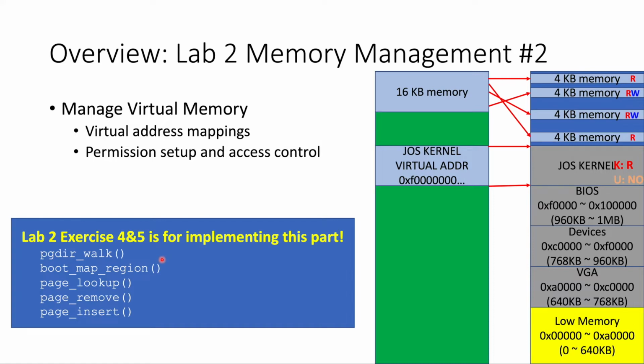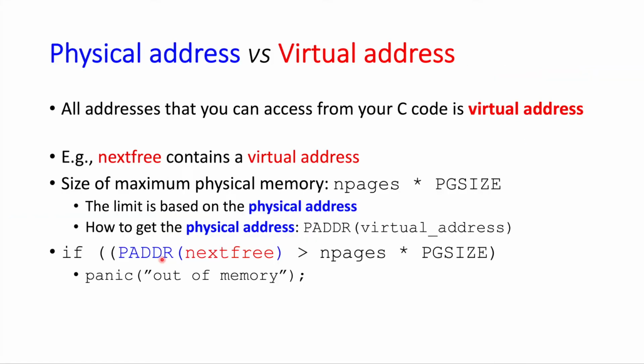Before starting the part for today, let me note some of the important points and tips in doing Lab 2. First of all, please do not get confused about when you need to use a virtual address and when you need to use a physical address. To indicate the virtual and physical addresses in this slide, I will use the red color to indicate virtual addresses, and I will use the blue color for indicating physical addresses.